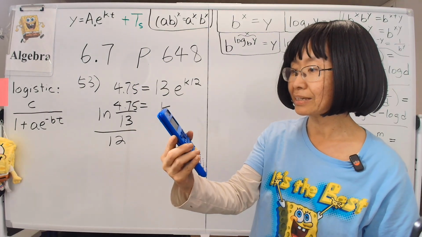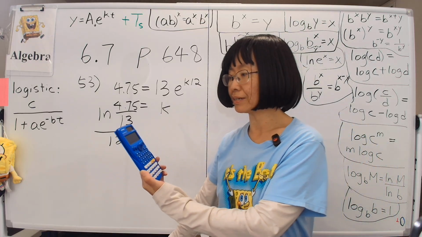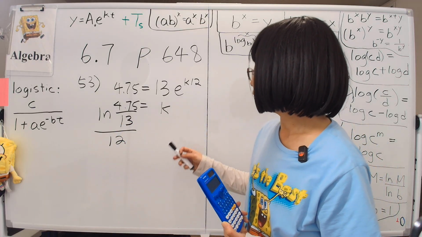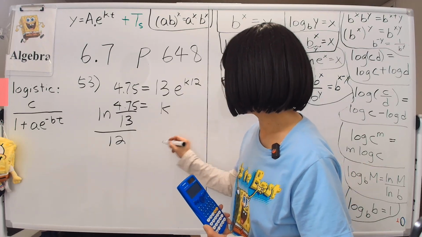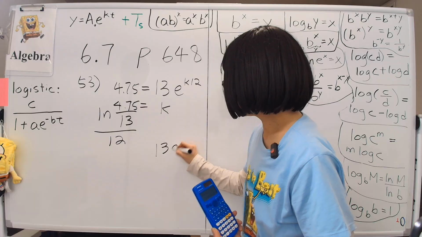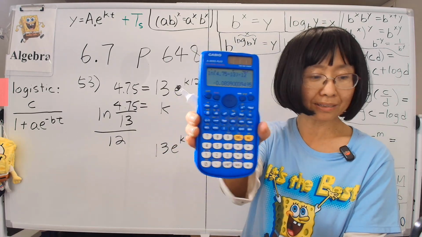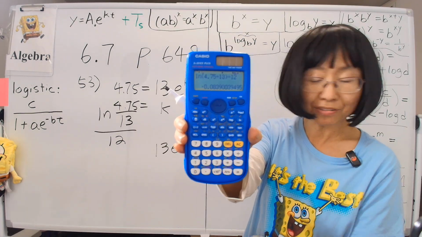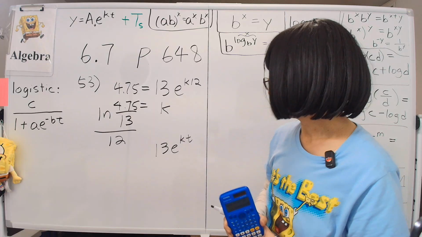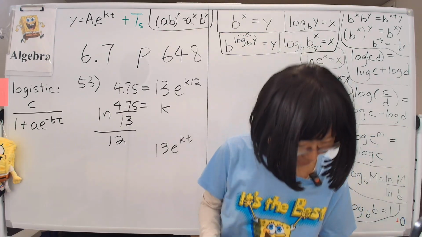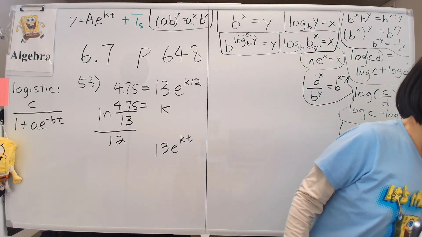Once you plug in k equals minus 0.839, the standard equation would be 13e to the kt, with k being negative. Don't forget the negative. Negative 0.0839 in the place of k, and that should be the equation. Yep, that is what this book says as well. And that marks the end of this section.